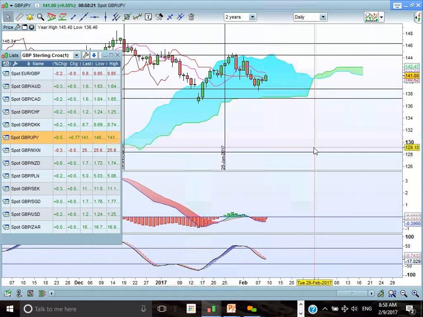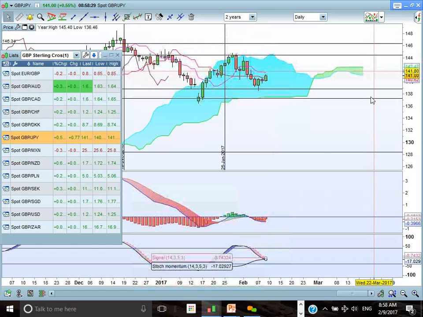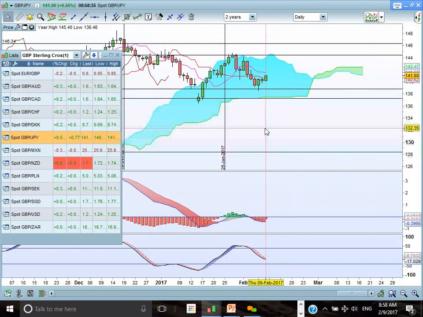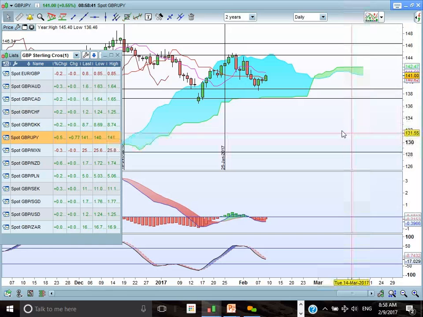Sterling yen is also trading within the cloud, somewhat directionless. Bottom of the cloud is support, top of the cloud is resistance. The front of the cloud indicates that we have a bit of a downtrend in place. Price action needs to be above the cloud for an uptrend to be in place. Price action below the cloud is obviously a downtrend. And the front end of the cloud is an early warning signal of the broader trend to come.